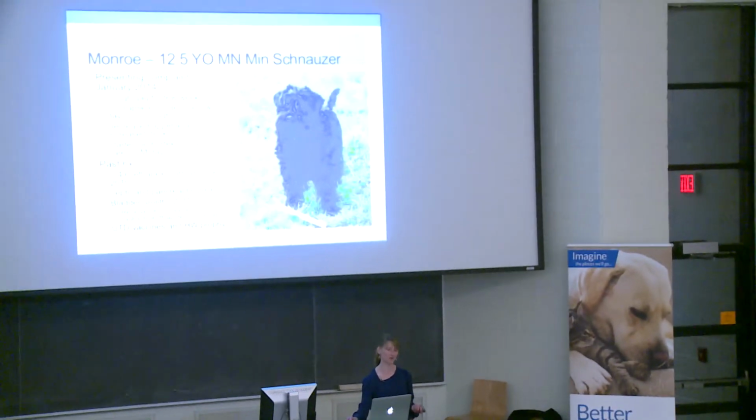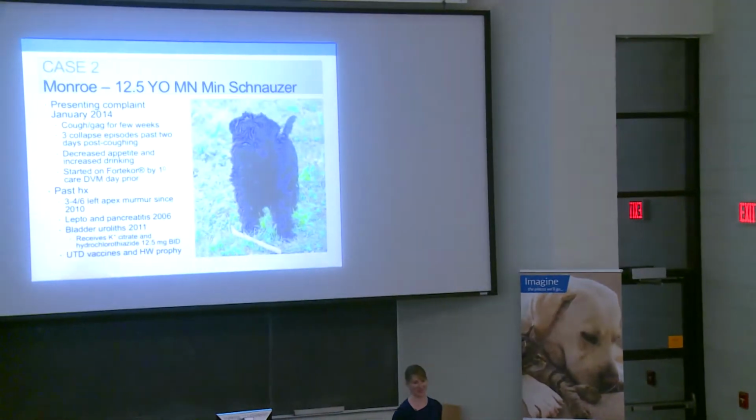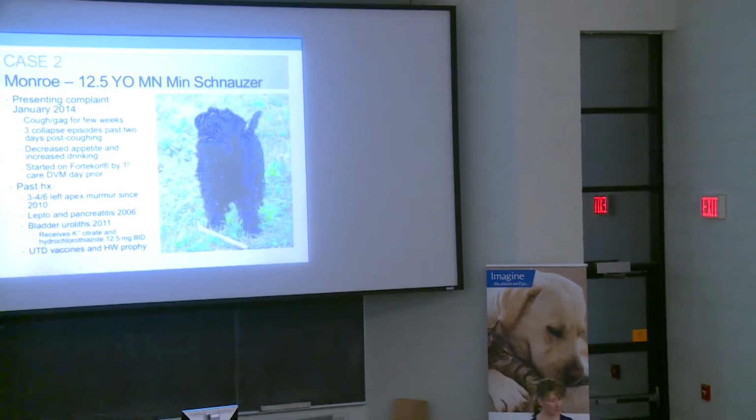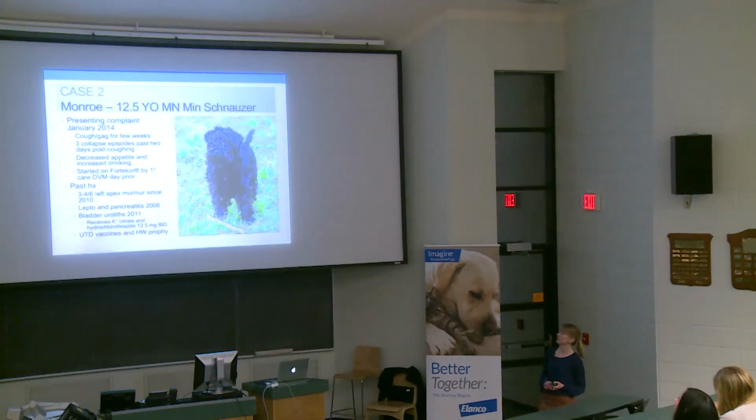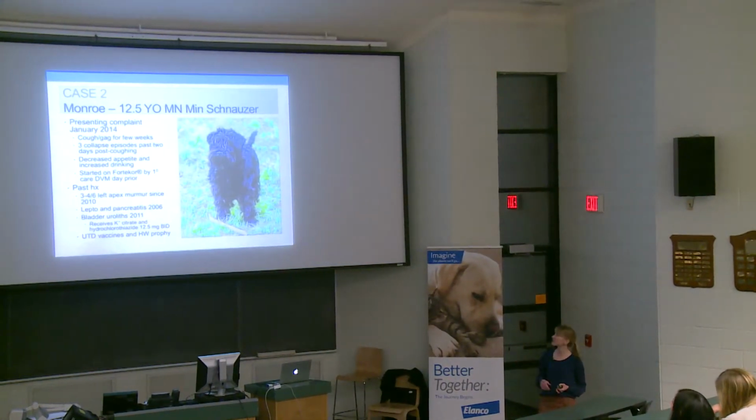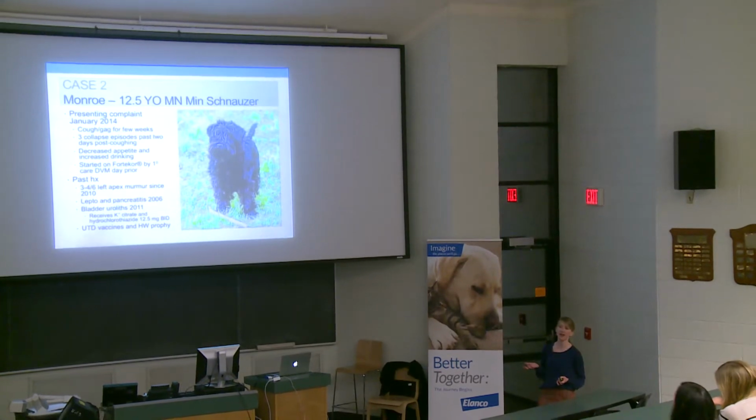Okay, so we'll move on to Monroe. Schnauzer, 2 out of 4. And Monroe's story is a little bit different. He presented much the same as Schatzi, that is, coughing and gagging, although his history of respiratory signs was a little more protracted. Schatzi's was a little more acute. He'd been coughing and gagging for a few weeks. Once again, collapse. He'd been having 3 collapse episodes in the past 2 days.